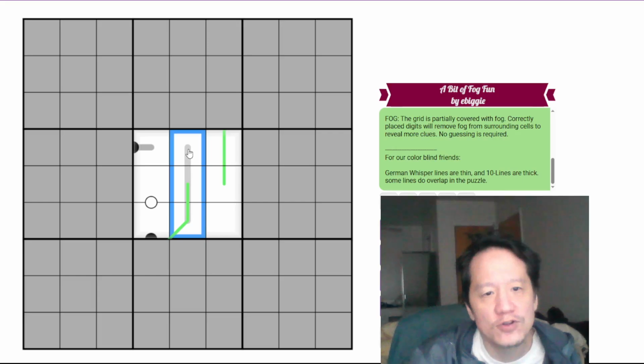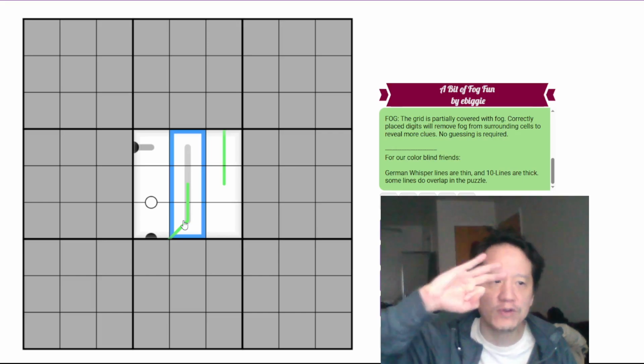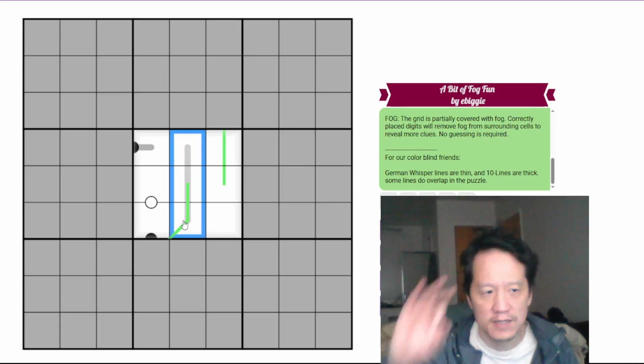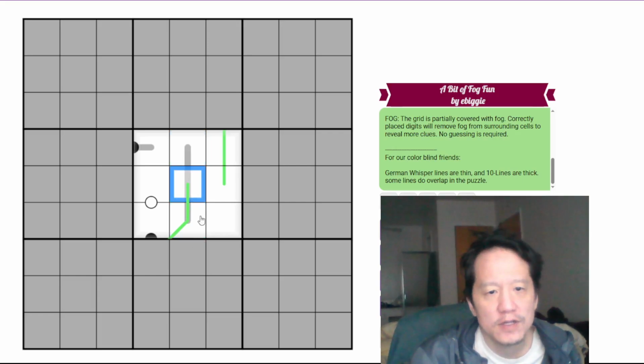So if you have a 3 length 10 line, you know that all 3 of those digits must add up to 10. Therefore, this is on a German whisper line, though.